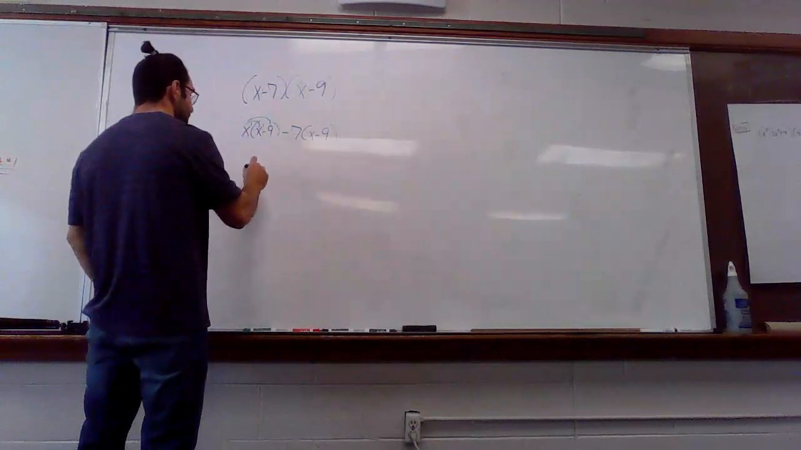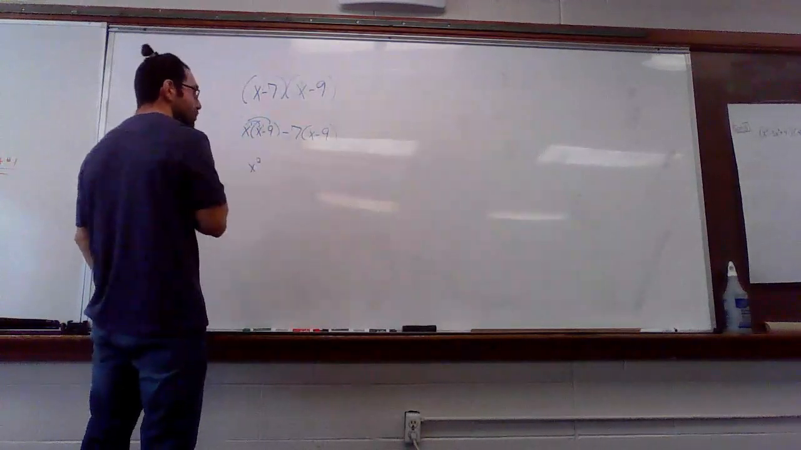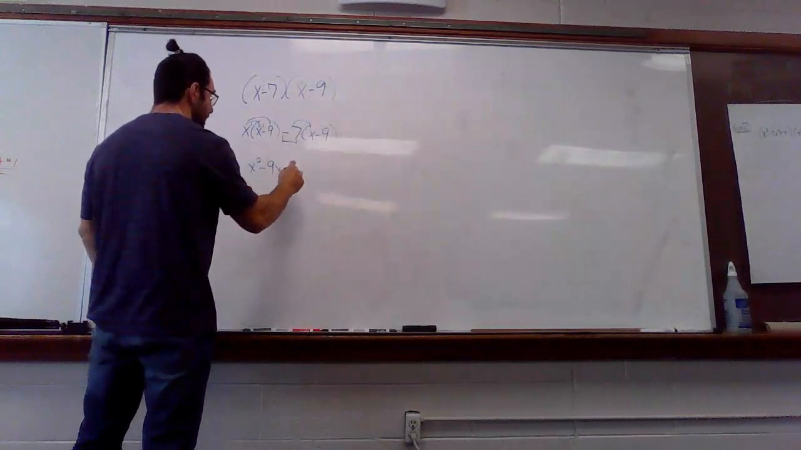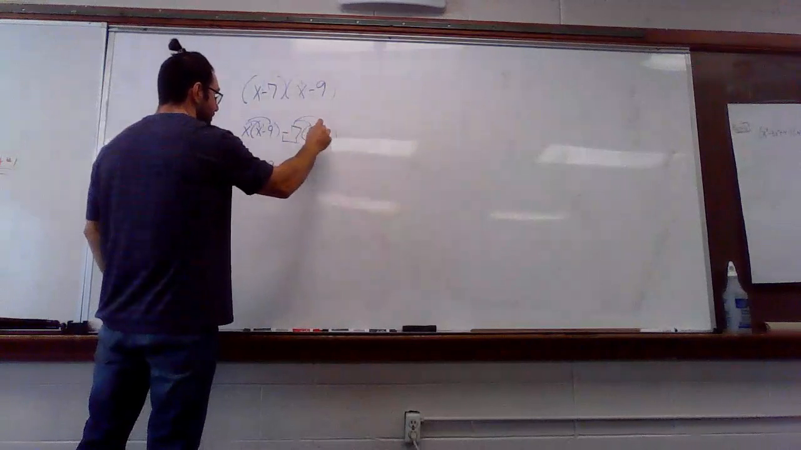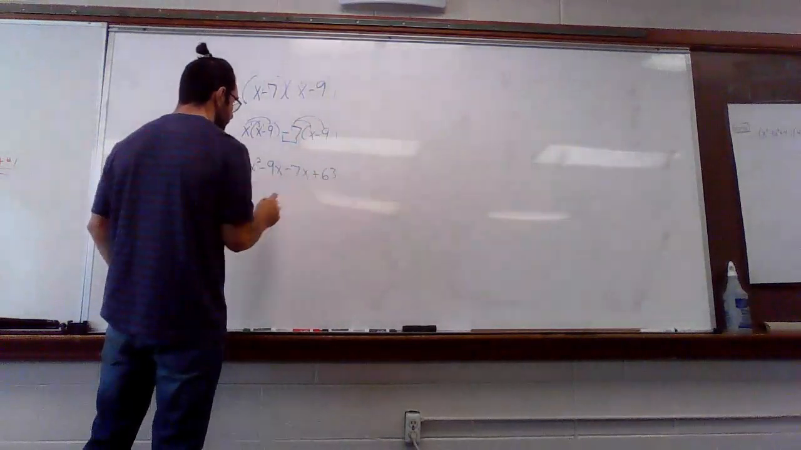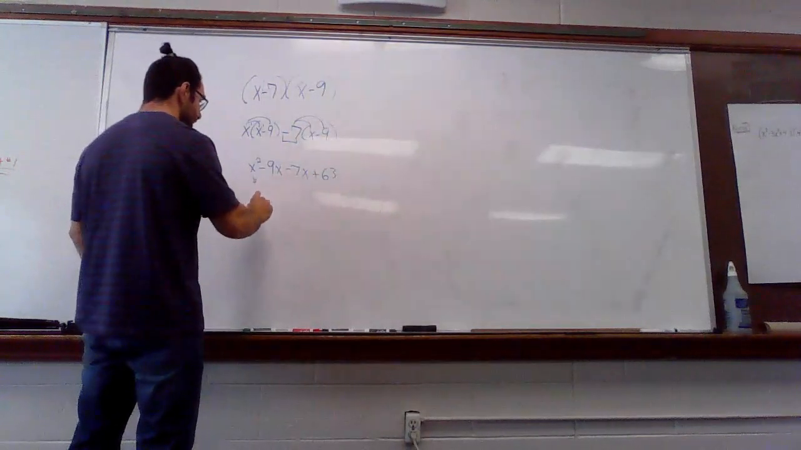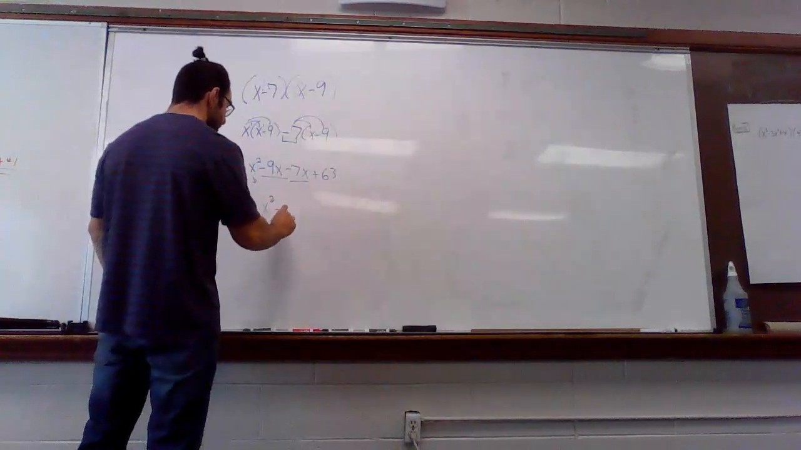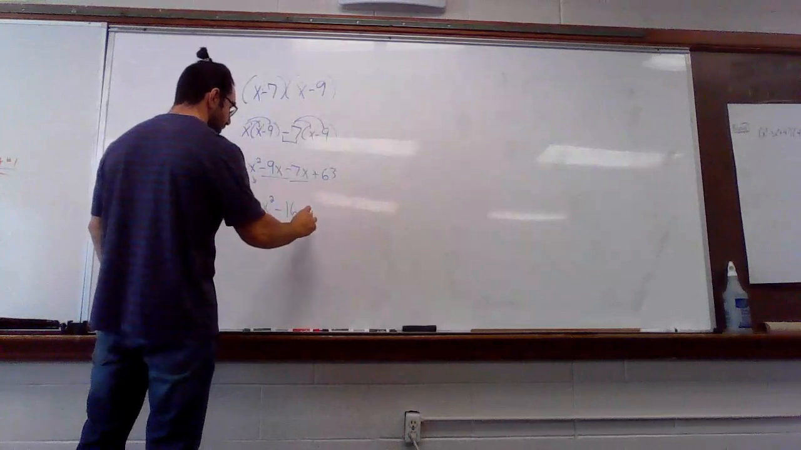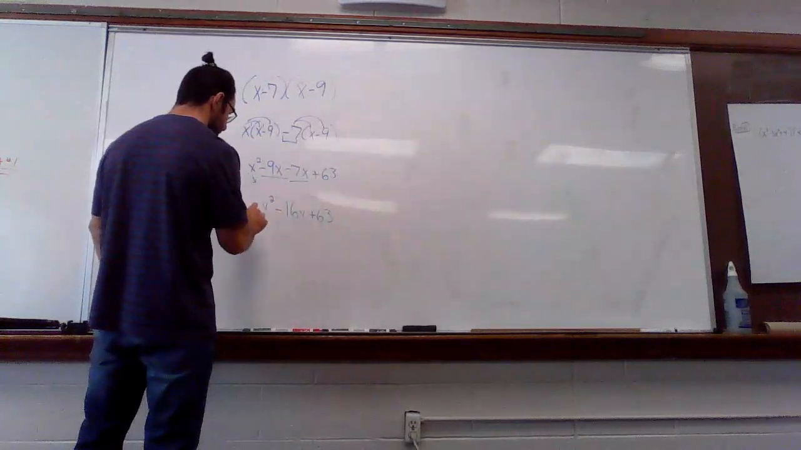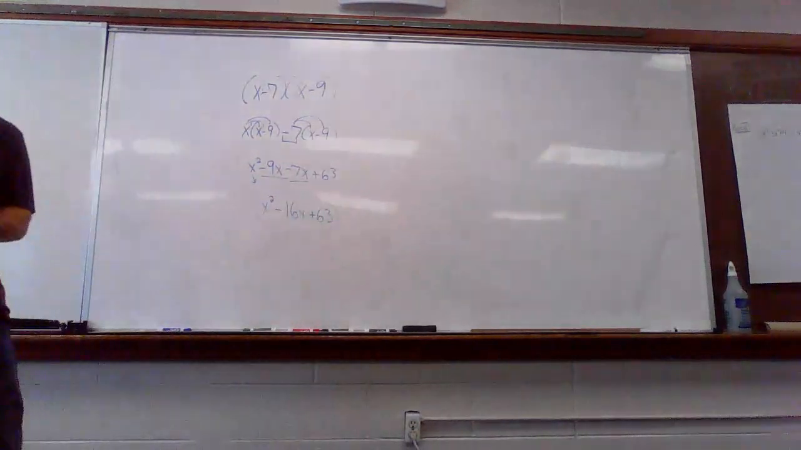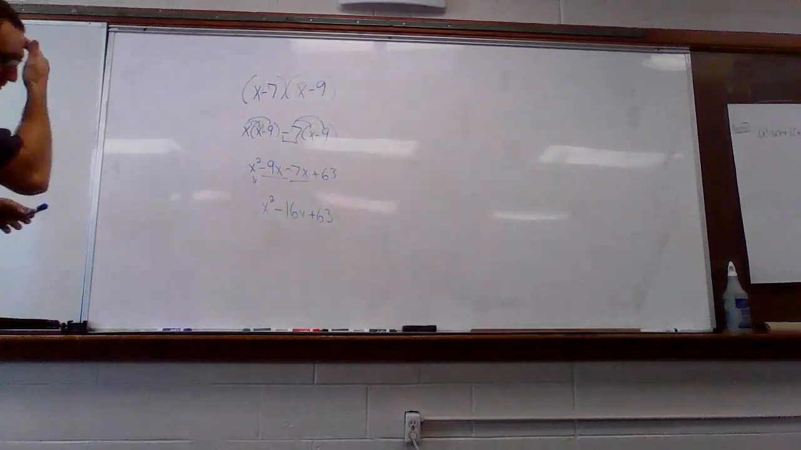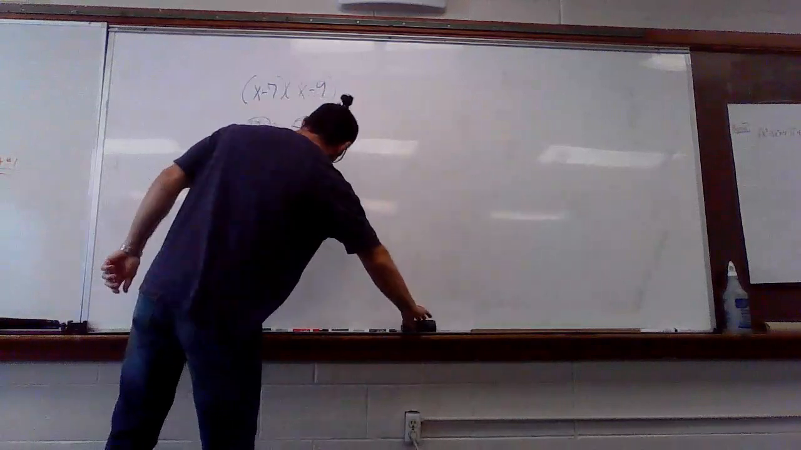Remember, these have 1, so that's x. 1 plus 1 is 2, or x squared, minus 9x, negative 7x, plus 63. Combine like terms, there's nothing for the x squared. Negative 9 minus 7 is negative 16x's, plus 63. A nice, simple multiplication problem. Moving on.